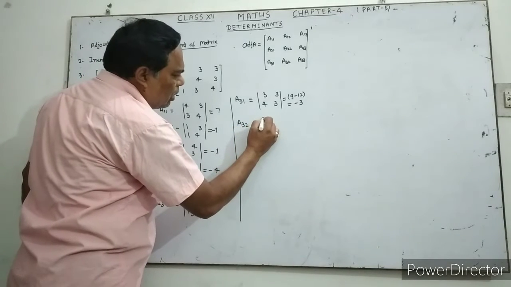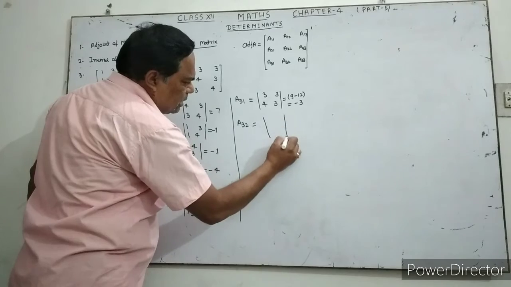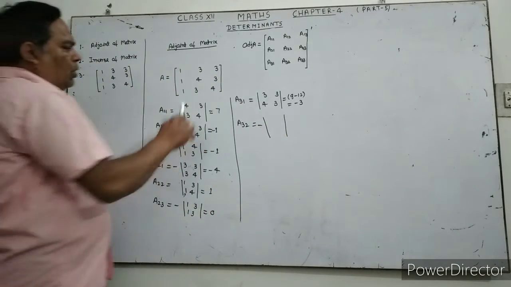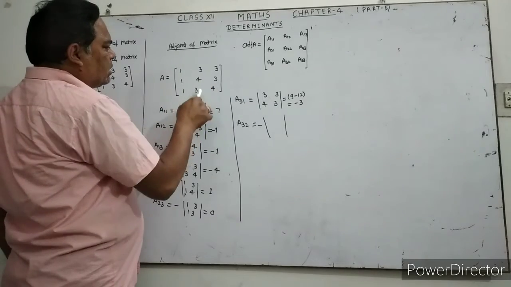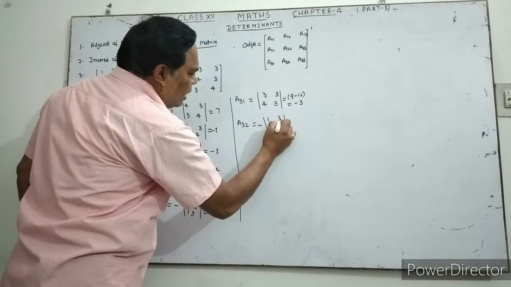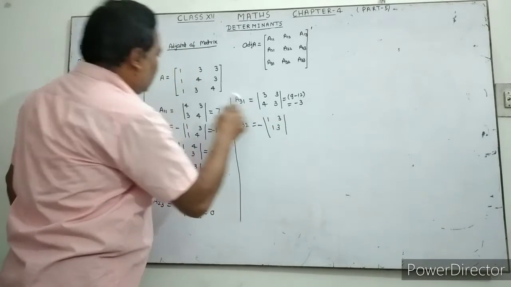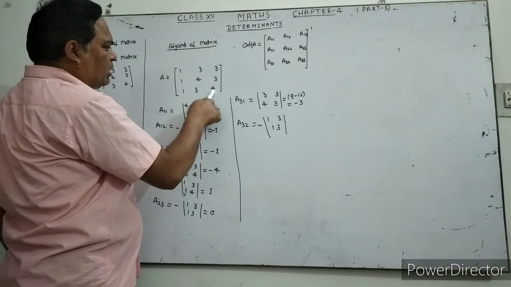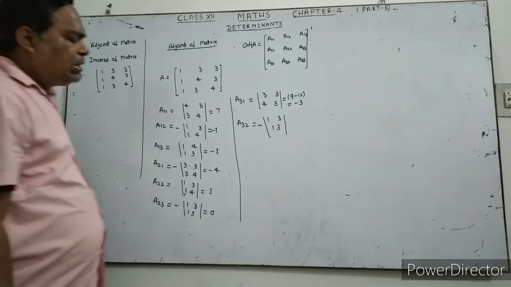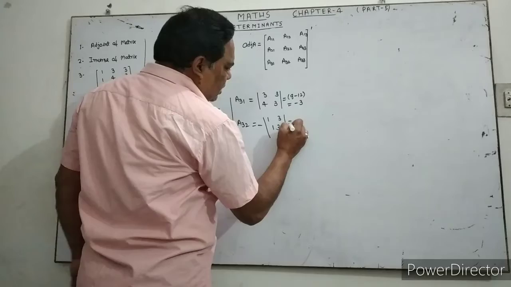A32. Now, plus or minus? This is the minus, alternate. Now forget this row, this column: 1, 3, 1, 3. What is remaining? 1, 3, 1, 3. Then this is 3 minus 3, this is the 0.